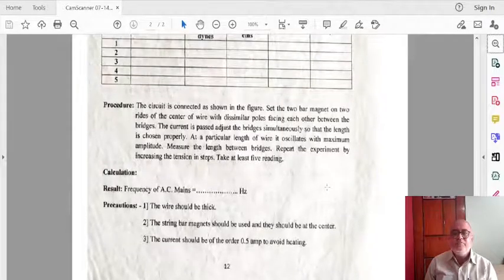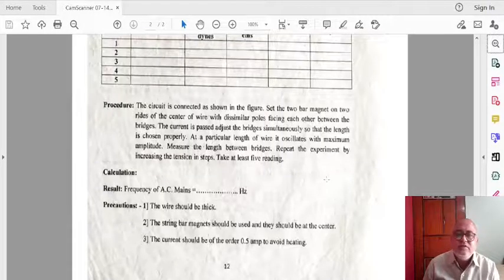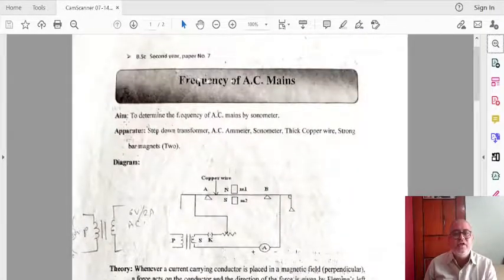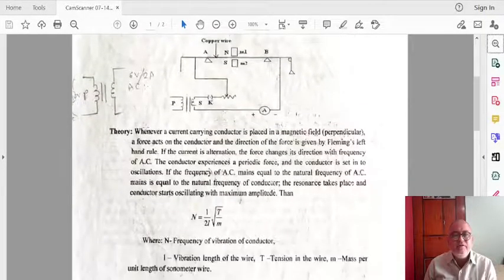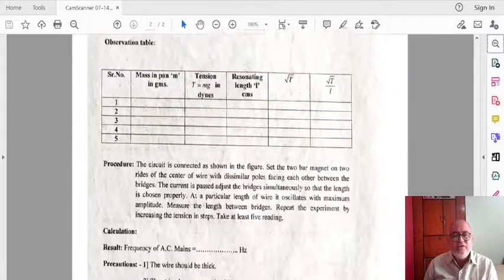Friends, keep in mind that with these videos, the link is given to watch carefully the actual performed experiment in the laboratory, and you have to write these things in this way, as shown in the chart. That is, you have to write in your record book the aim, then apparatus, then draw the diagram, then write the theory, then formula, observation table, and do the calculations.